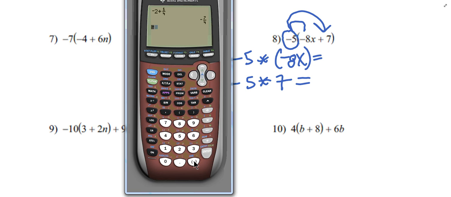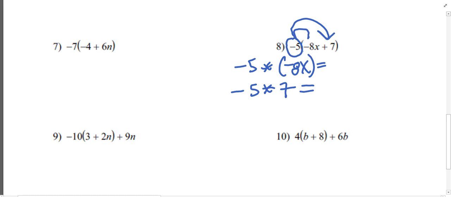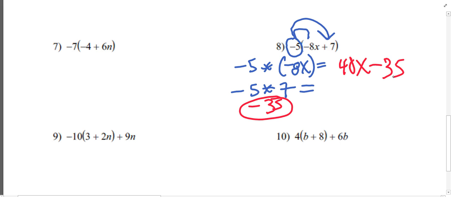Alright, so the first distribution would have negative 5 multiplied by negative 8 to give us the quantity 40. So we have 40x. Let's go ahead and write that down here. 40x, positive 40x. And then here we would end up with a negative 35. Negative 5 times 7 is negative 35. So if we combine them together, we just get a negative 35.